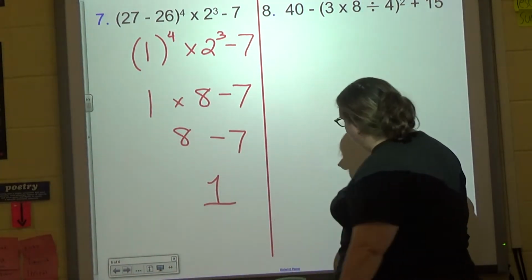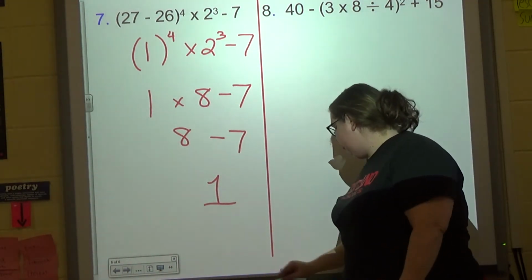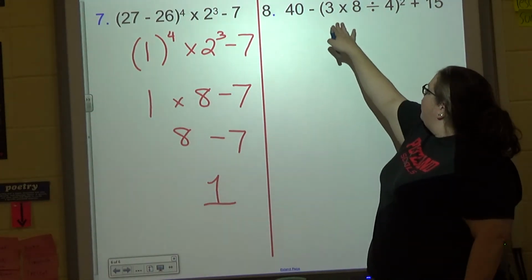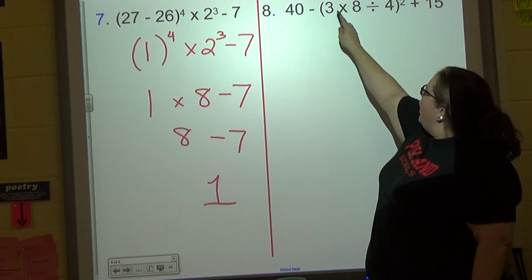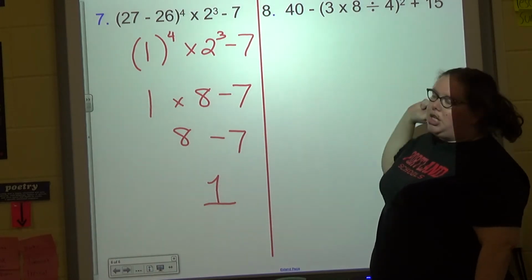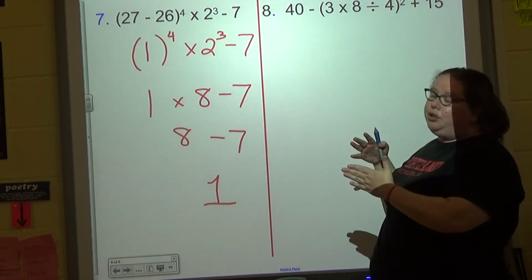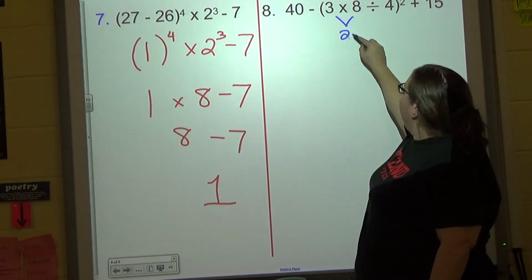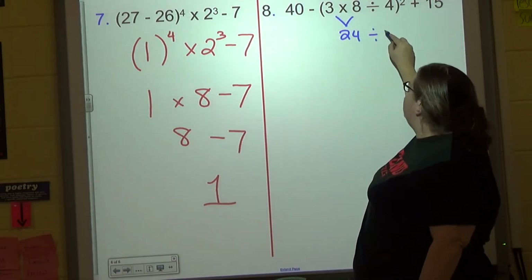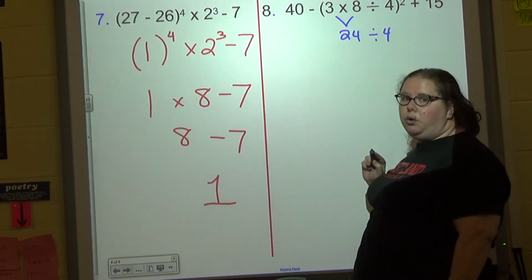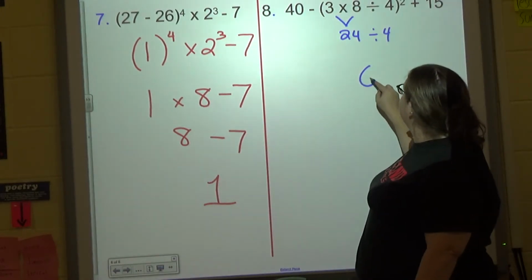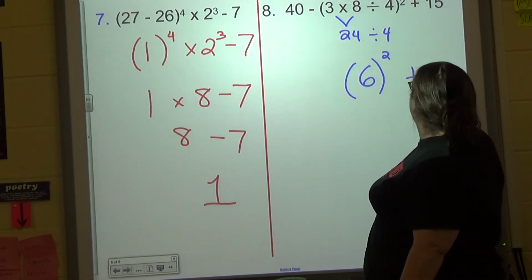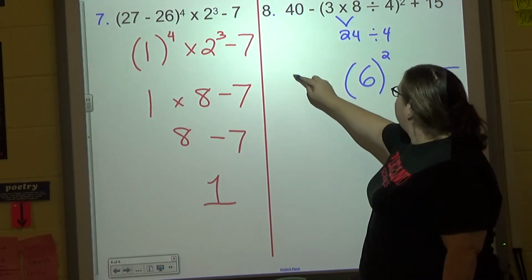Alright, last problem. Again, pause it, try it on your own. Have confidence in yourself. Alright, so we have to do our parentheses first again. I have multiplication and division on the inside, so I have to go left to right in the parentheses. So this gives me 24, and then divide by 4. 24 divided by 4 is 6. So I have that 6 squared. I'm going to bring everything else down.